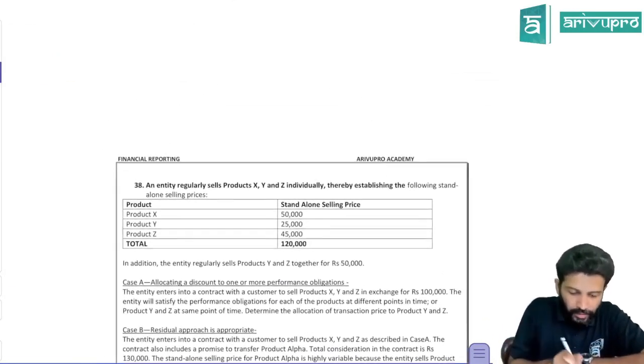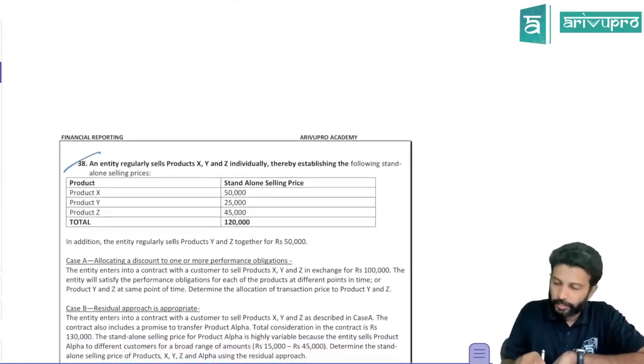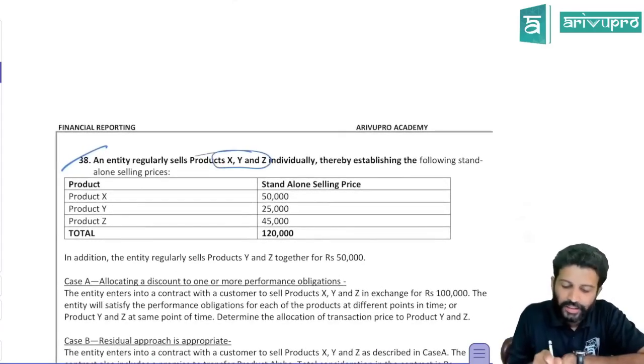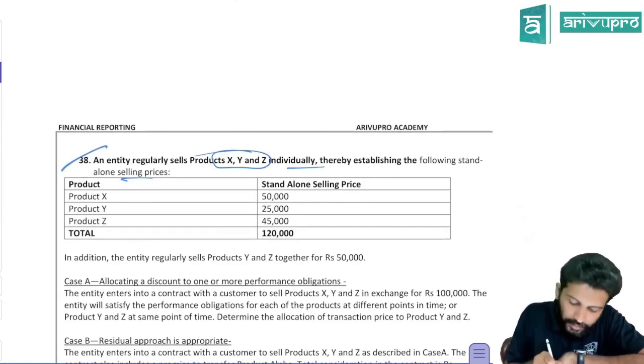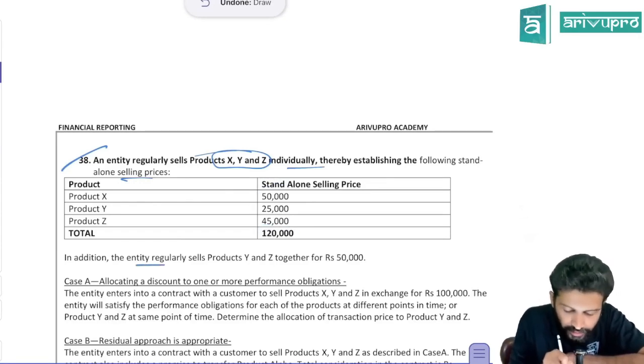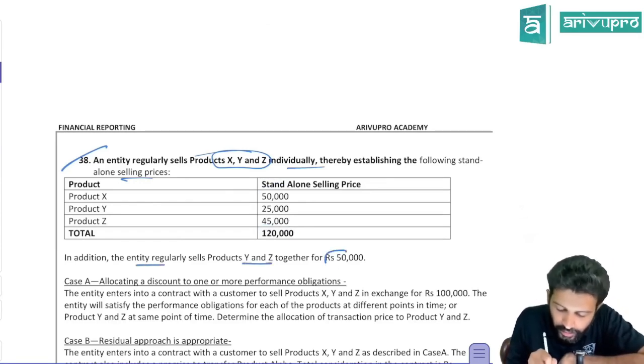Now here, check. Question number 38. Carefully observe this. Easy question only. The entity regularly sells products X, Y, Z individually also, thereby the standalone selling price is given. The SSP of the 3 products they've given as 50, 25, 45. So the total is 1,20,000. This is one. In addition, the entity regularly sells products Y and Z together for 50,000.